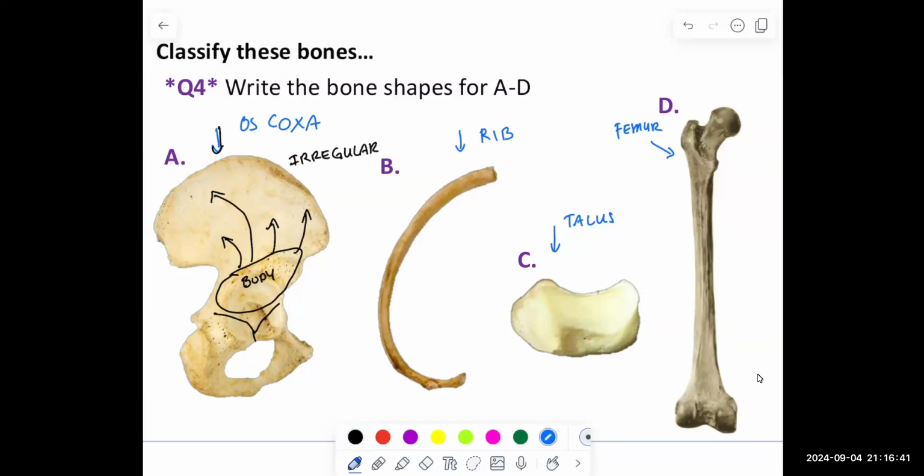The rib is a mean one. It is not a long bone. It is a flat bone. Okay? Because it does not grow in that direction. It grows in this direction. It grows very short, but more wide. So it is a flat bone. Talus is easy. Femur is easy.